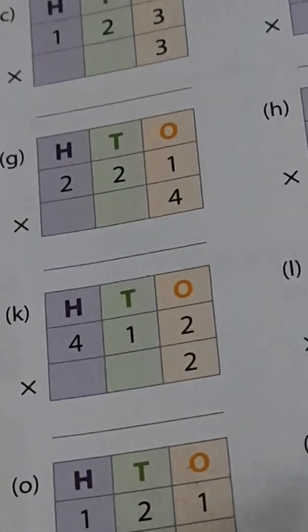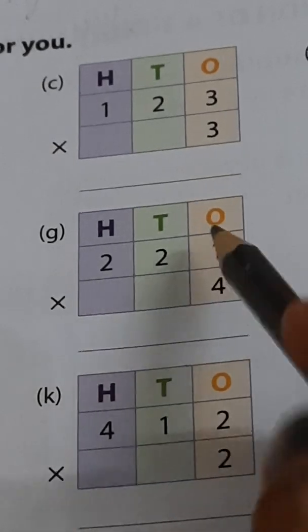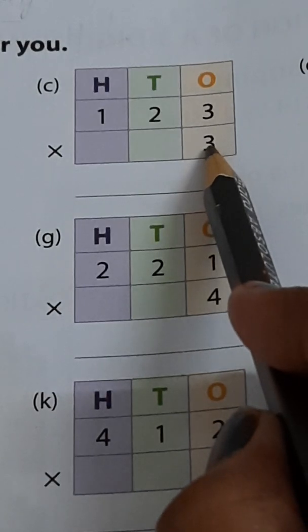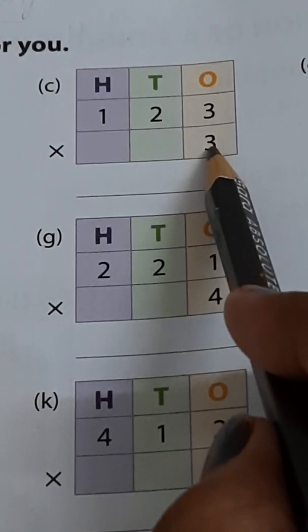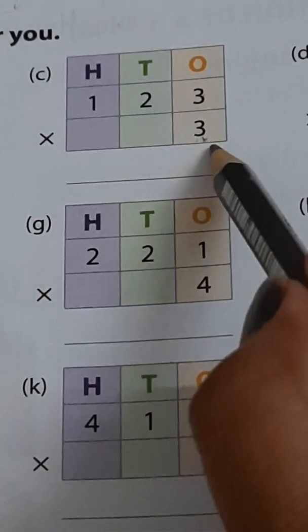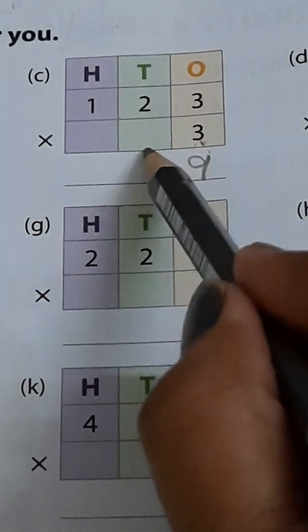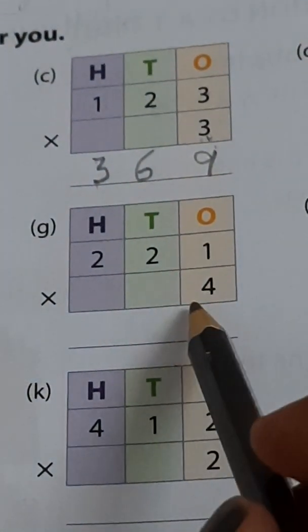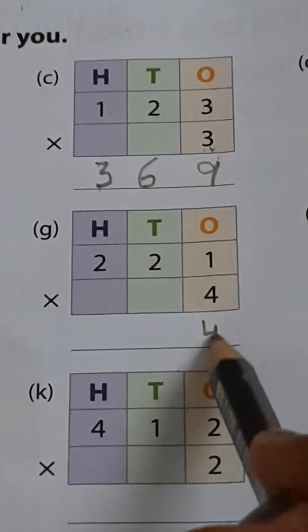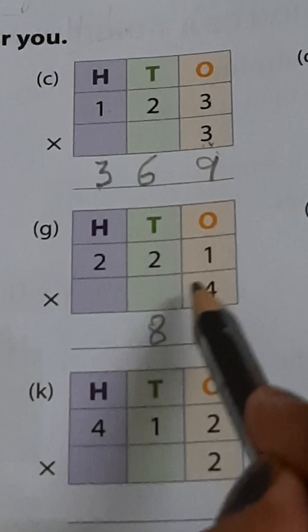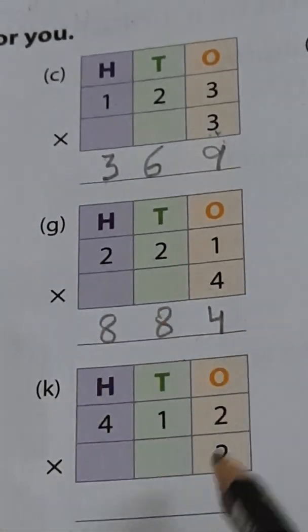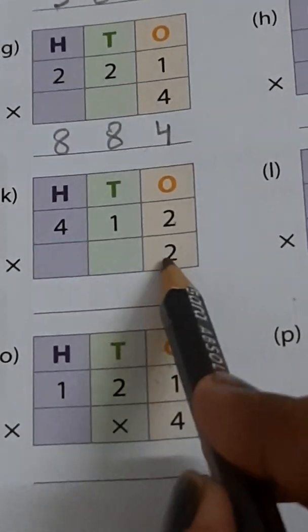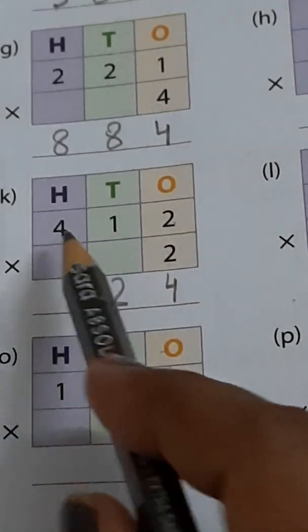Now children, let's see the next one here. First of all multiply the ones, then the tens, then at last the hundreds. 3 3s are 9, 3 2s are 6, 3 1s are 3. Okay, now 4 1s are 4, 4 2s are 8, 4 2s are 8. Okay, now 2 2s are 4, 2 1s are 2, 2 4s are 8.